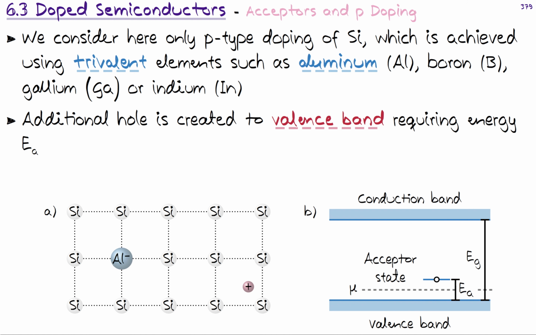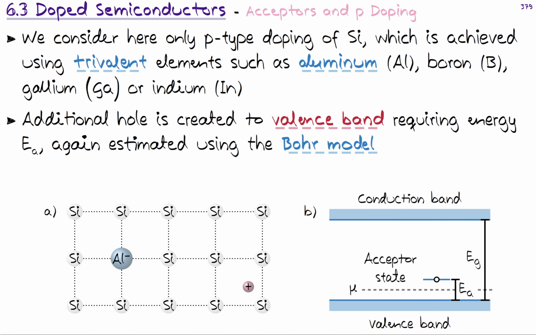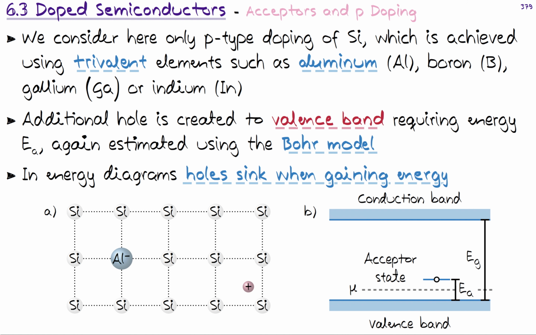Let's now try to calculate this effective ionization energy associated with these acceptors. We want to calculate this energy EA, because that provides us the means to calculate the change in the concentration of hole states at the valence band. Again, we will use Bohr's model, the hydrogen model, and we will tweak it to give us an estimate where we have an aluminum atom residing inside a silicon lattice. Please note, in case you're not already familiar with the behavior of holes in these energy diagrams, holes sink when they gain energy. This is what happens.